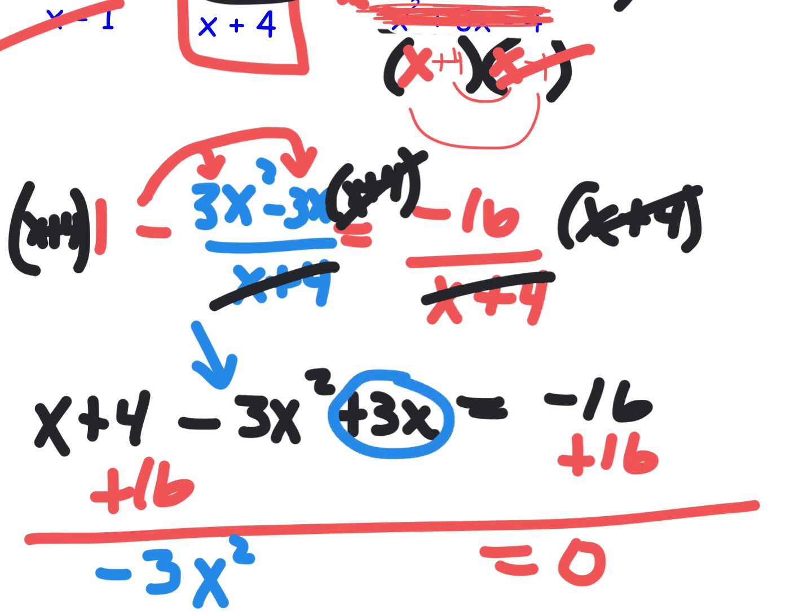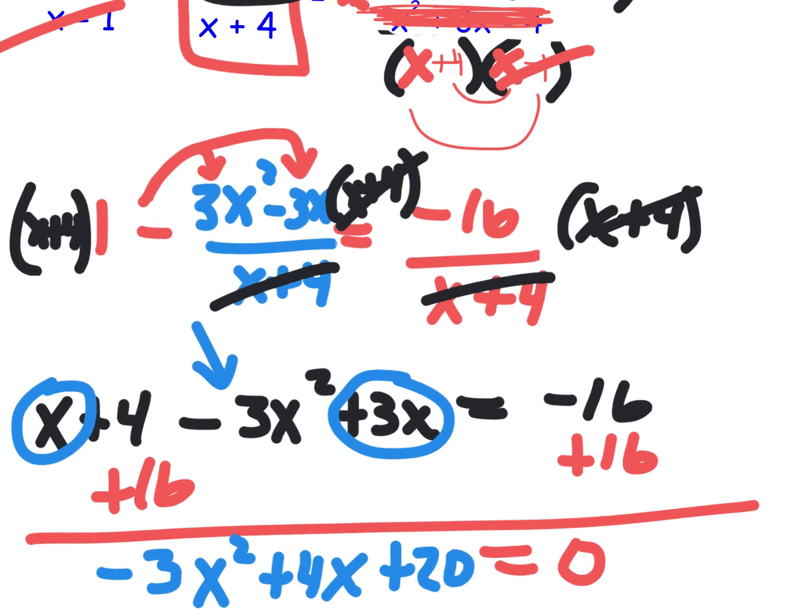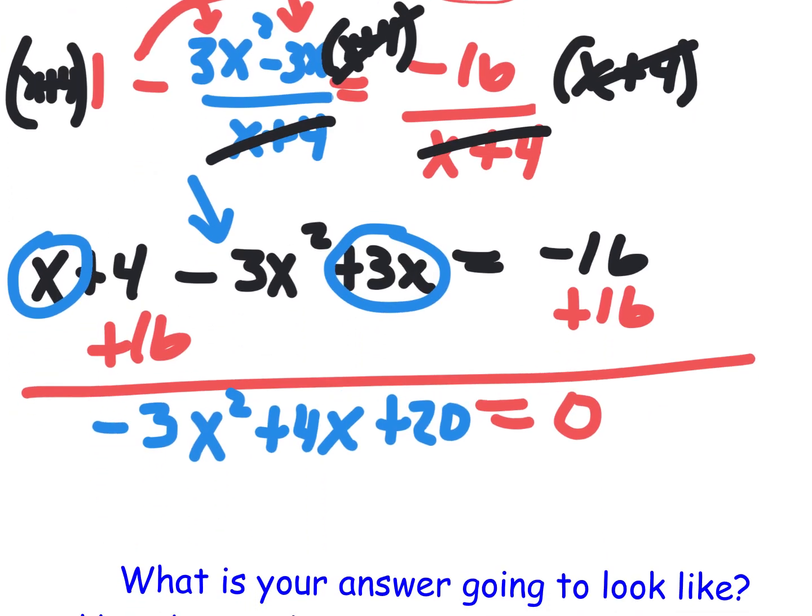This 3x and this plus x makes 4x. And then the 16 and the 4 makes 20. Can anybody verify that I did that right? I think I did. Get the same thing as I got? All right. Now I got to factor out the negative 1, otherwise I'll never be able to factor it.